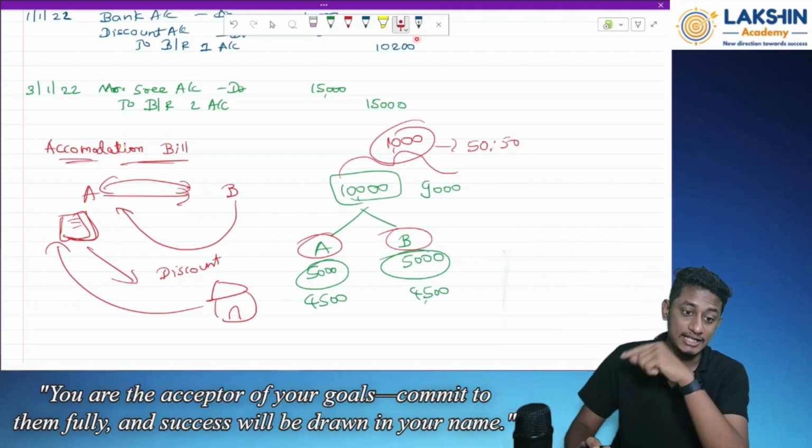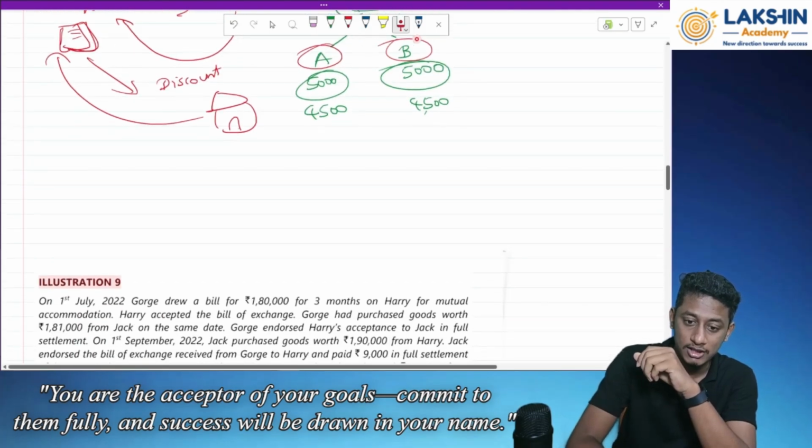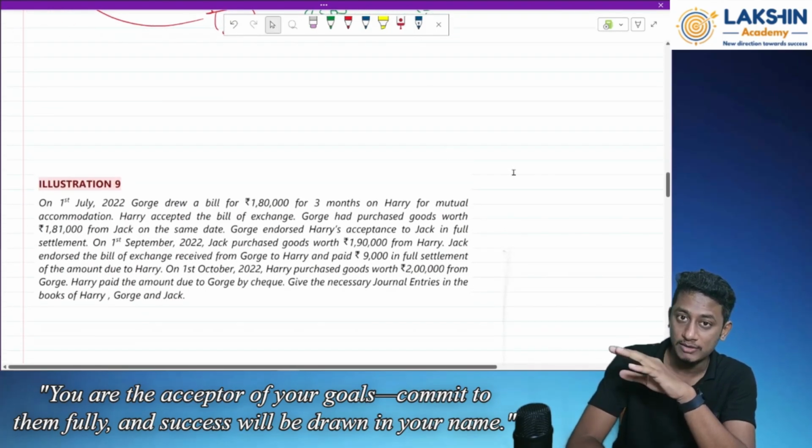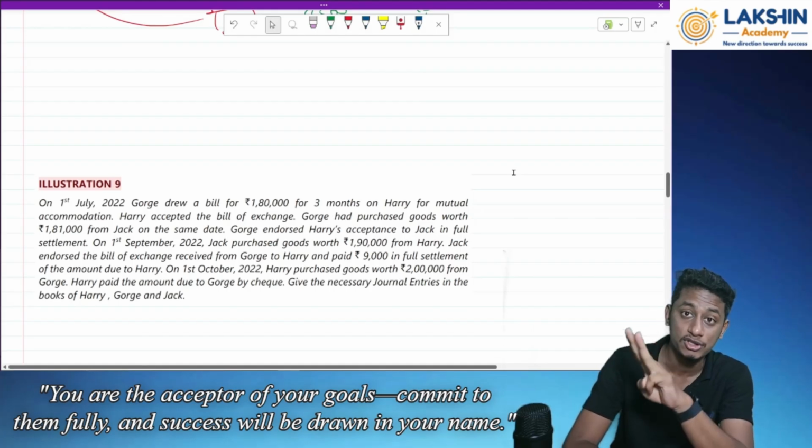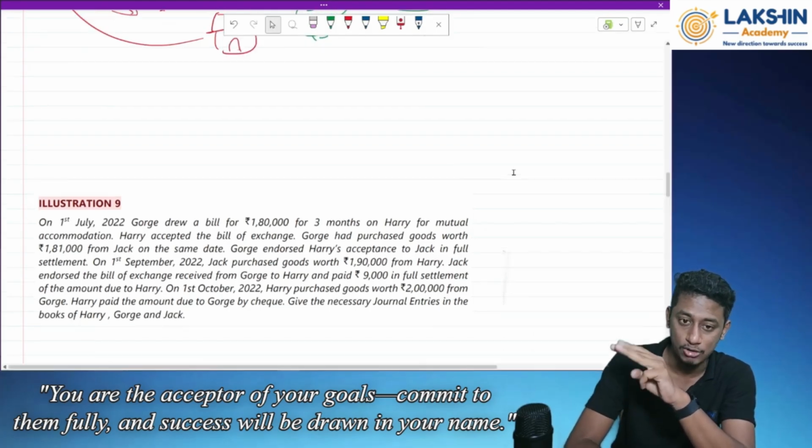Let's see. In the next question we will look at it, but in the current question we will not look at the main question. The main 9th question is a bit of a tricky question because in the 3 books we need to prepare the journal entries. So we will see how to prepare it.